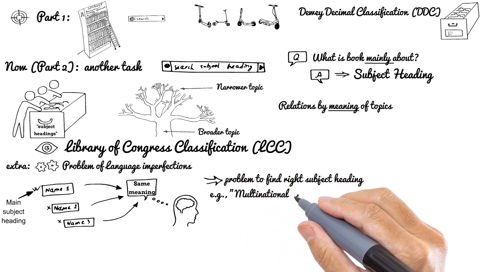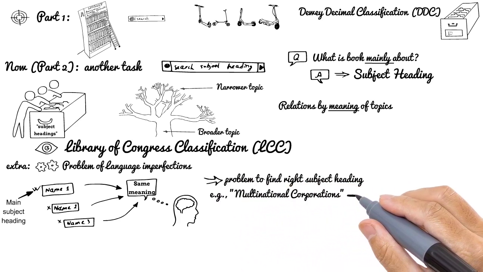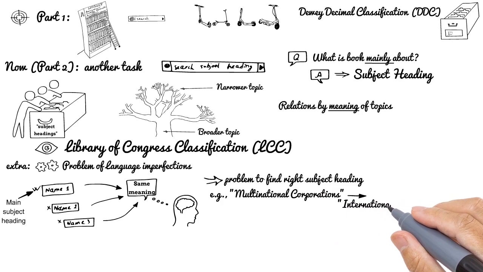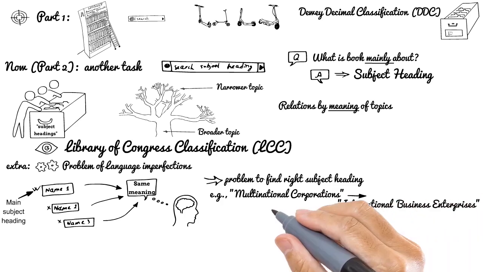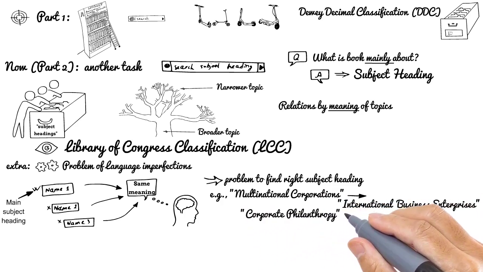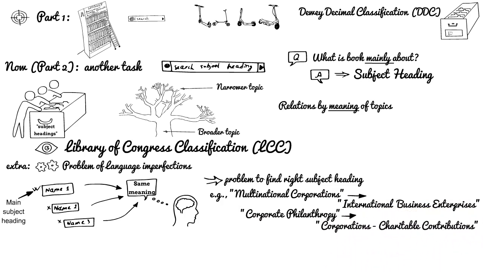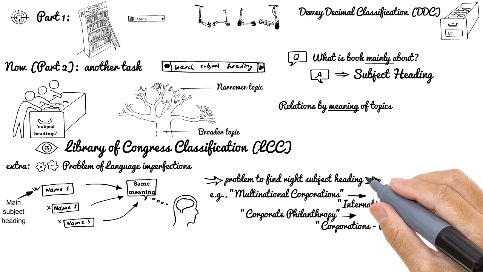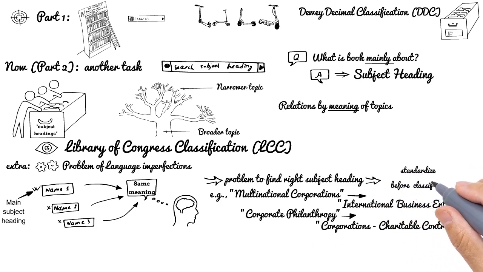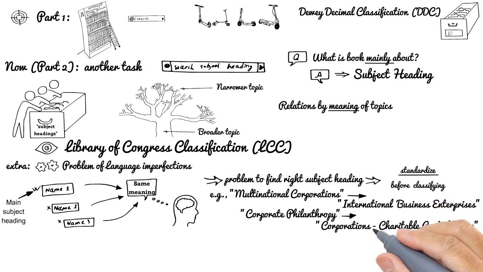For example, instead of multinational corporations, we may use international business enterprises, or instead of corporate philanthropy, we will use corporations' charitable contributions. We need to standardize subject headings somehow before classifying. And for us, there is no need to guess, because such work was done and is constantly going on.